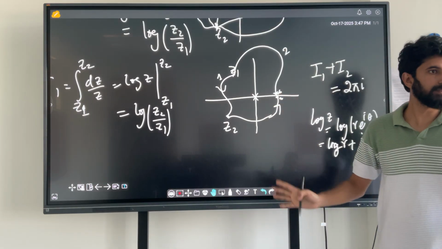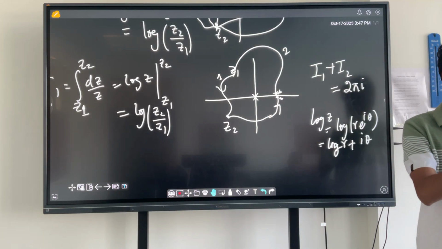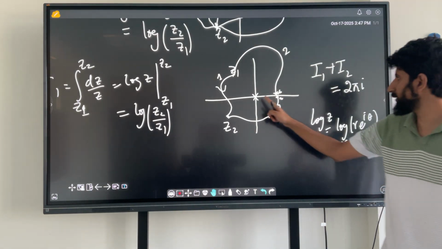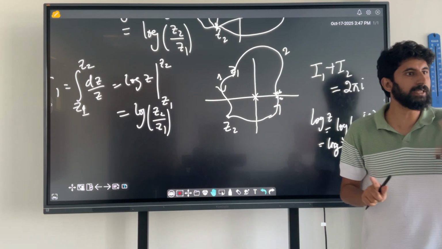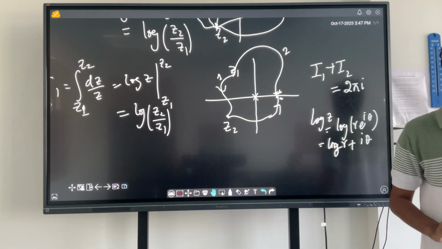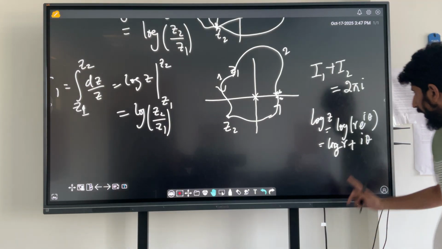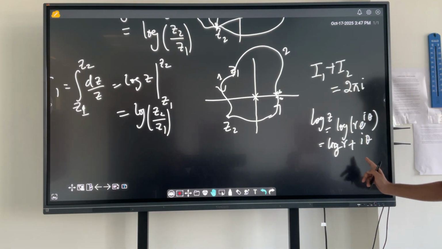0. Good. The magnitudes are the same because you are talking about points very close to each other, so the magnitude is just this length. But the argument jumps, right? 0 to 2 pi. But that's not really a jump because it's the same representation: e power i 2 pi is 1. But for log that matters.